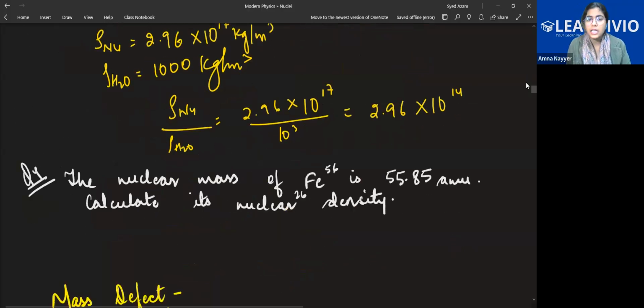Khadija is there. Now, the last question says, nuclear mass of iron is given as 55.85 AMU. You have to calculate its nuclear density. Can anyone answer by just reading this question? That what should be the nuclear density? Nuclear mass is given as 55.85 AMU. It's iron. 56 is the mass number and 26 is the atomic number. How to calculate its nuclear density? Can anyone brief?